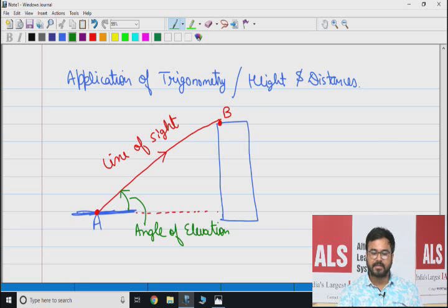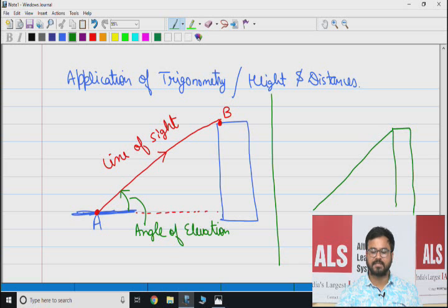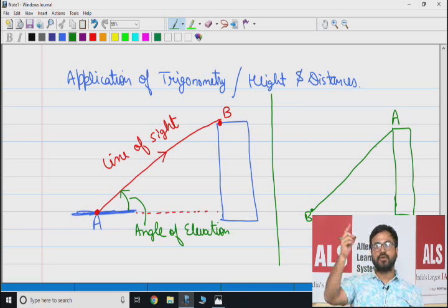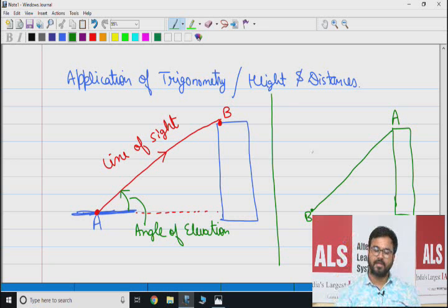Similarly, the second case would be one in which the person is standing on the top of the building, at point A, and he is looking at the ground at point B. Since the person is looking from the top to the bottom, in this direction he is looking, and this direction is again also known as the line of sight.